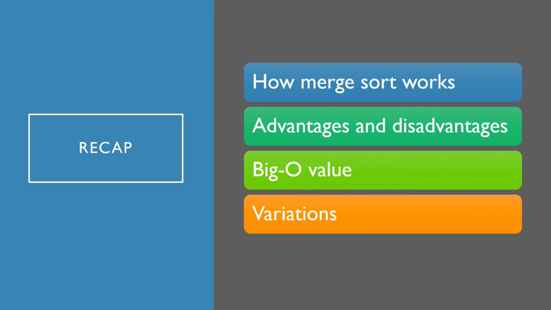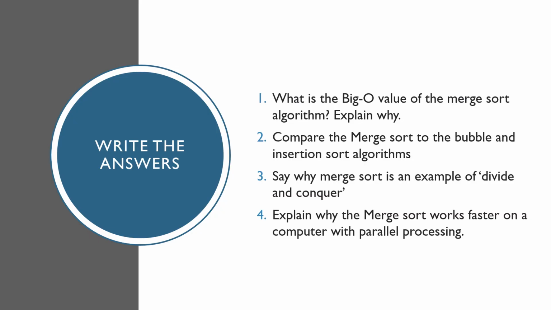The big O value is an unusual one, n times log n, and there are variations, though I'm going to concentrate on just one in the next presentation where we'll actually write it. And I'm leaving you with 4 questions to answer. So if you can write answers to these, then I think that shows that you've really got the hang of the merge sort.